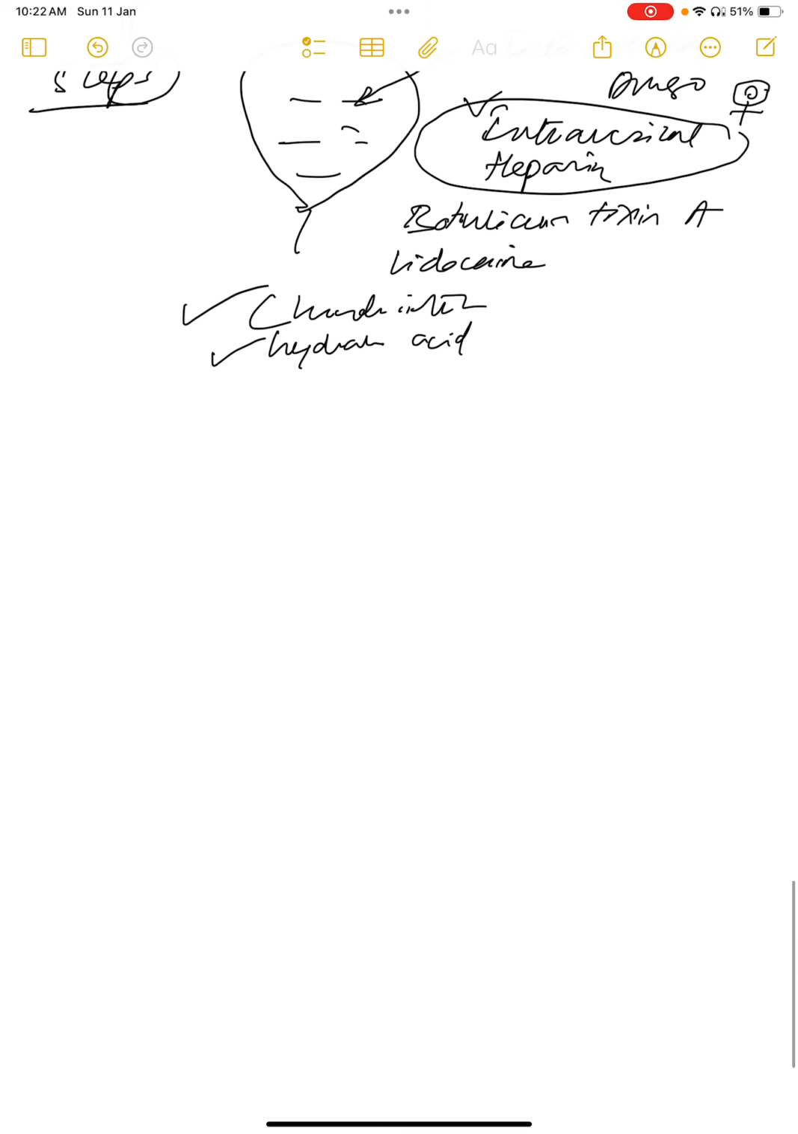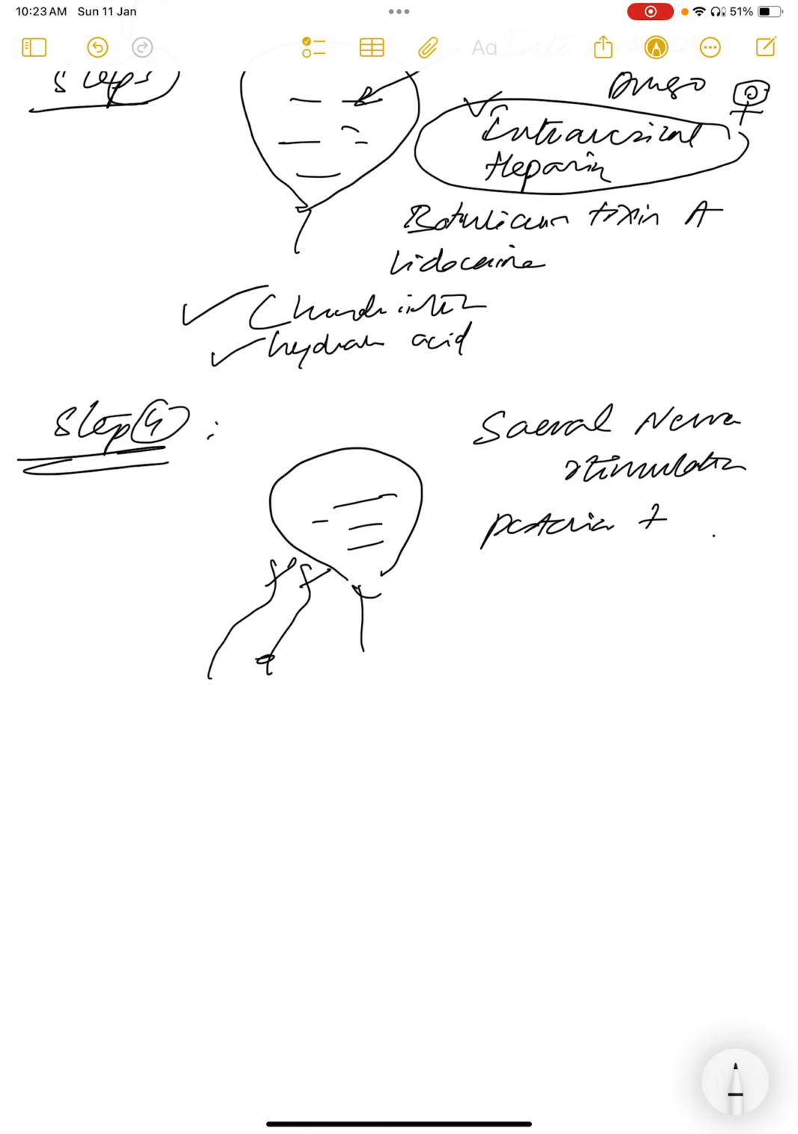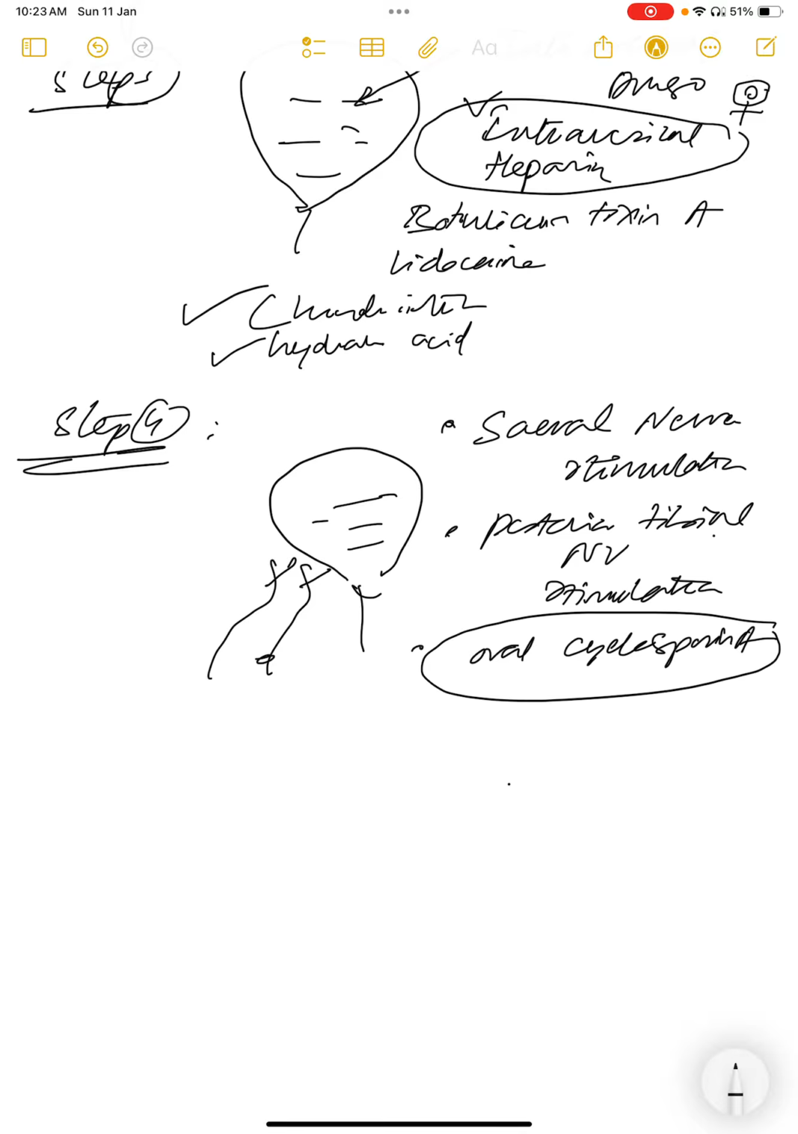Next, if this bladder treatment also fails, then you'll go for step 4. We treated the bladder locally. Now the nerve supply is there, so you'll go for that. Neuromodulation is done. You can do sacral nerve stimulation, lateral nerve stimulation, or posterior tibial nerve stimulation, and oral cyclosporin A. This is the question. These three are nerve stimulations, but only oral cyclosporin comes under the fourth step.